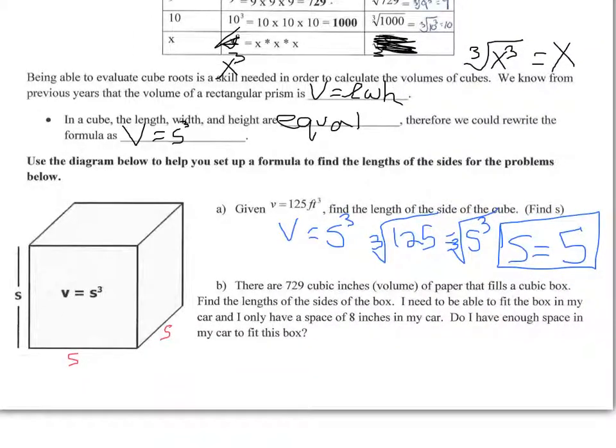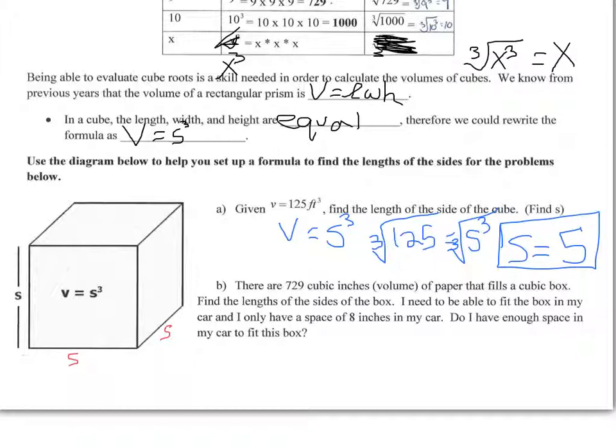And the last one, there are 729 cubic inches of paper that fill the box. So let's pretend I'm filling up this box over here with some paper. I could fill 729 cubic inches of it. I want the lengths of the sides of the box. Okay, I want to know how big the box is. The reason I want to know is because I need to be able to fit the box in my car. And I only have 8 inches left in my car on the seat to fit it. And I want to know if I have enough space to fit that box.